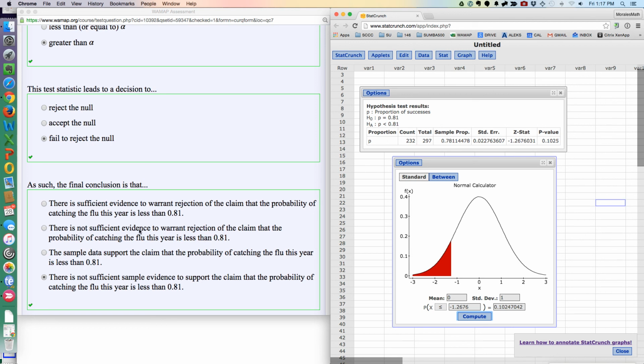What we reject or fail to reject, however, is the null. So that's why we wouldn't choose this one here, and instead we choose this one, because this one says we don't have enough evidence to reject the null, therefore we don't have enough evidence to accept the alternative, which is the claim that the probability of catching the flu is less than 0.81.